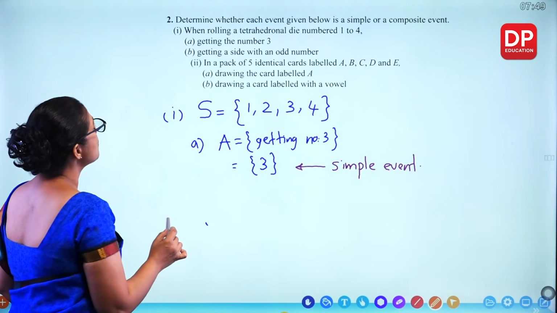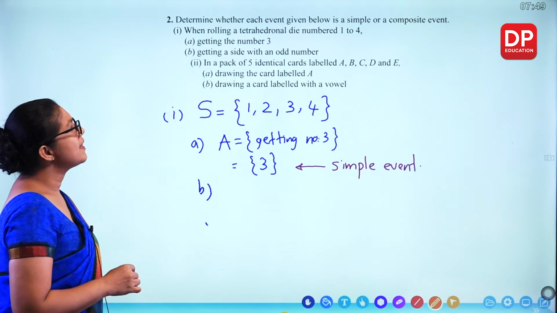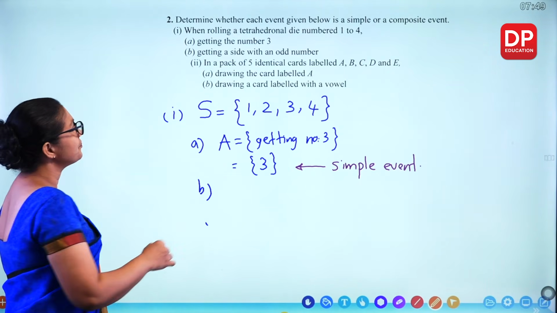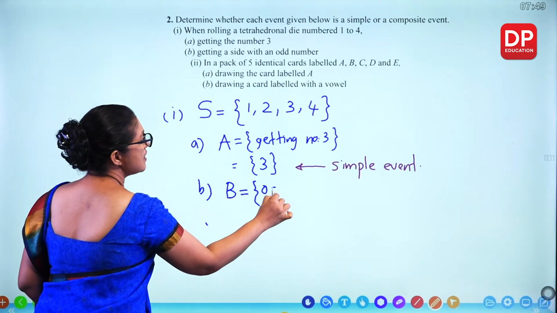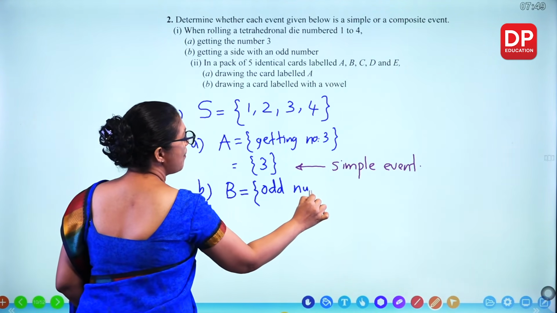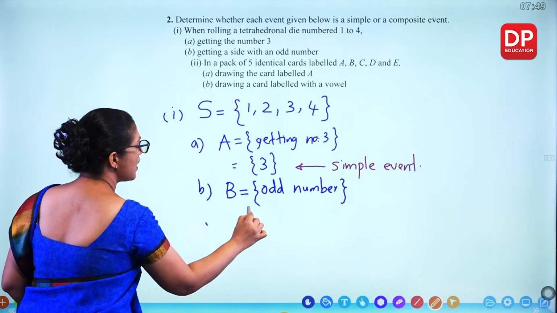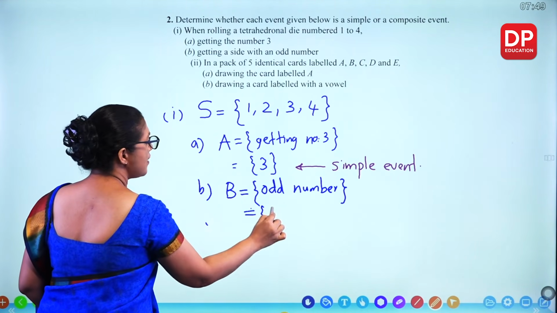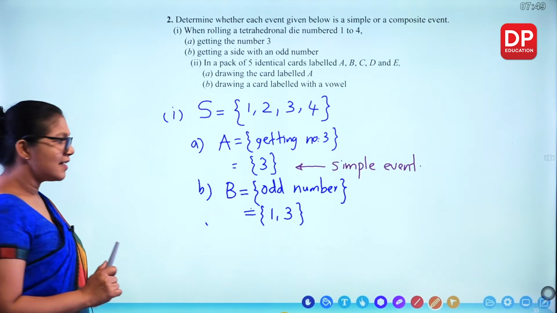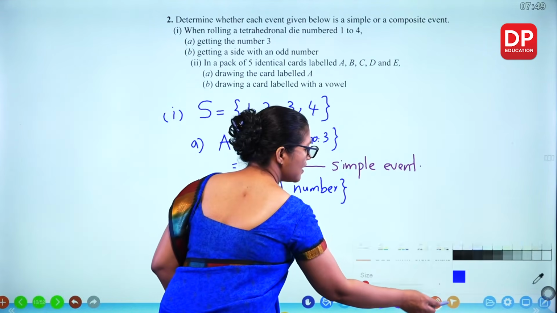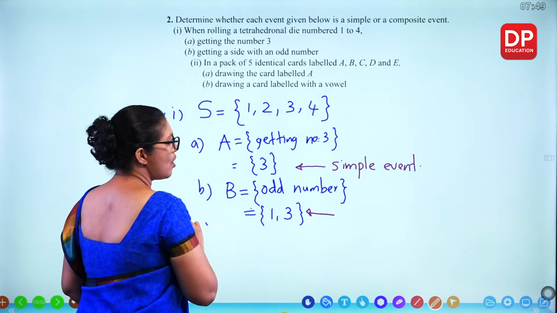Now we'll take the next one. B. Getting a side with an odd number. So I'll label this as B. Getting odd number. What are the odd numbers you can get? You can get 1 and 3. So what's this event? A composite event, because you get 2 outcomes.